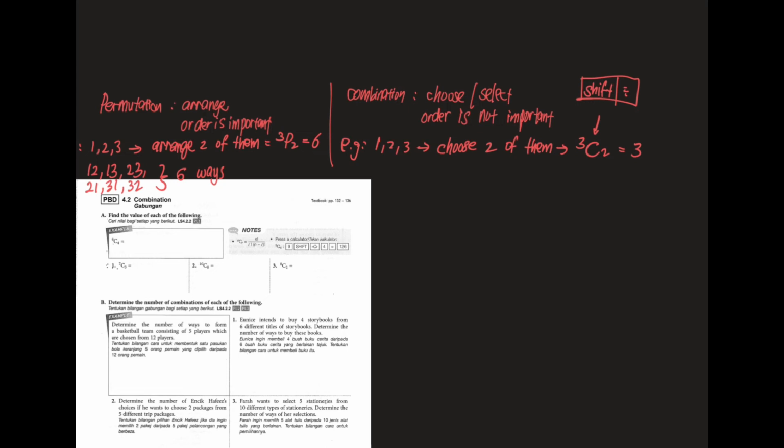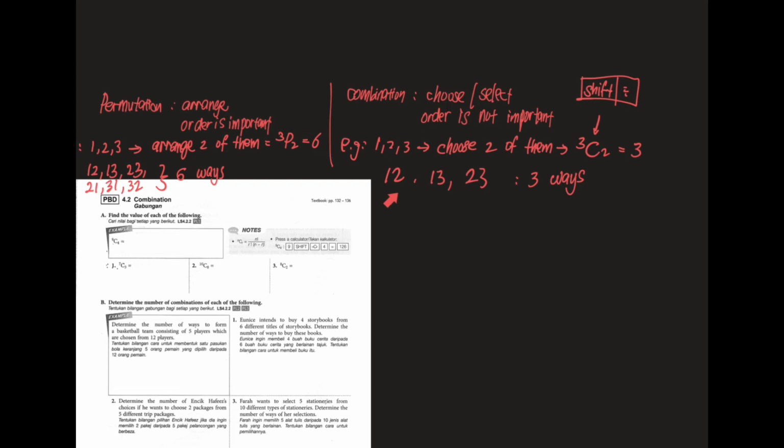Okay, what are the 3 ways? You can choose 1 and 2. You can choose 1 and 3. And you can choose 2 and 3. Only 3 ways. Maybe you are wondering, why 2, 1 is not counted? Because 2, 1 and 1, 2 are considered the same result, as order is not important.